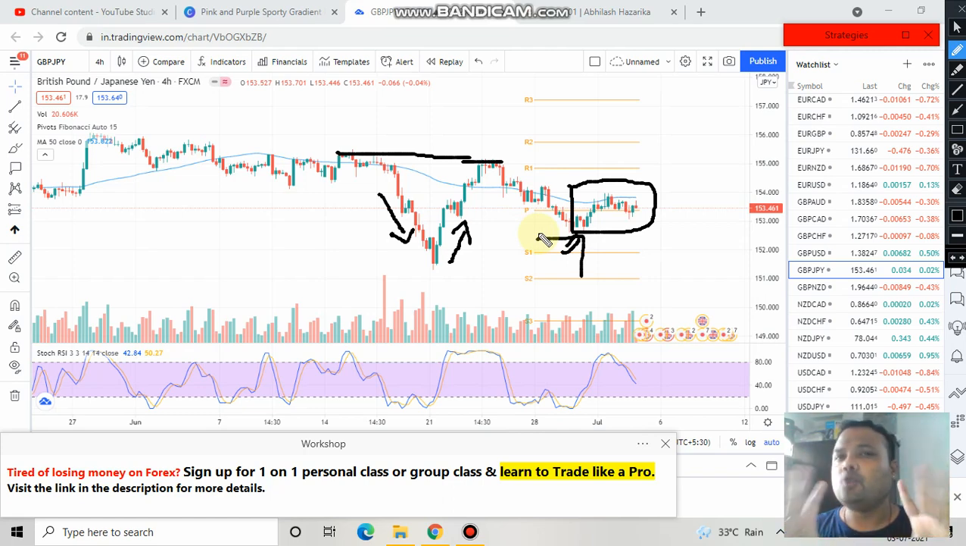If you just look at the chart, we cannot say that this market is about to go up or about to go down, because the chart looks confusing. It is not giving us any clear picture. One thing is clear, that we are not having a clear picture.